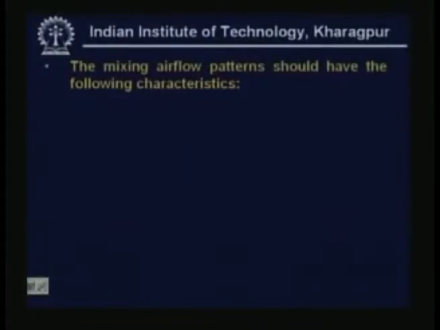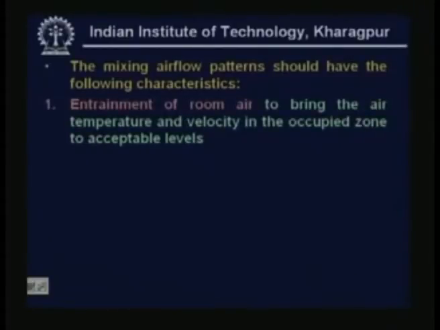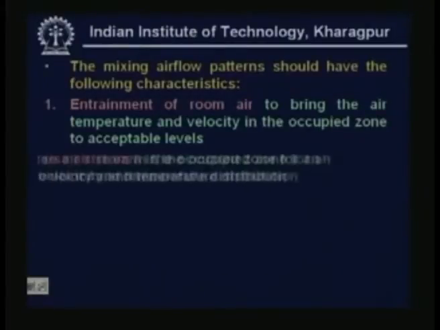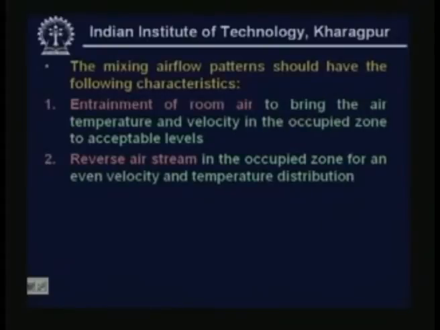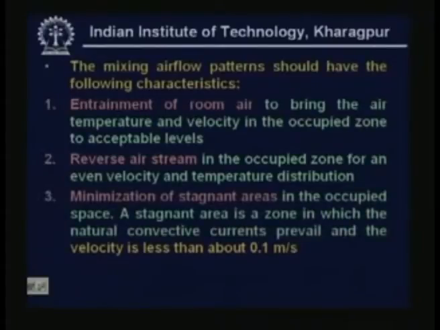The mixing airflow patterns should have the following characteristics: entrainment of room air, as I have already told you, to bring the air temperature and velocity in the occupied zone to acceptable levels; reverse air stream in the occupied zone for an even velocity and temperature distribution; and minimization of stagnant areas in the occupied space. There should not be any stagnant areas in the occupied space. What do we mean by a stagnant area? A stagnant area is a zone in which the natural convective currents prevail and the velocity is less than about 0.1 meter per second. So the airflow pattern should take care of all these factors.